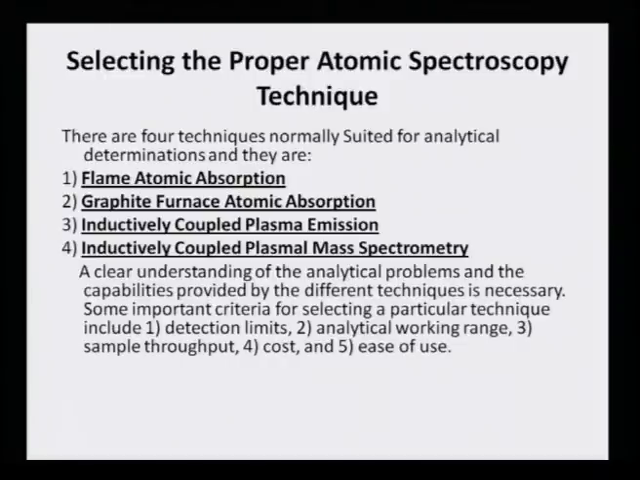Some important criteria for selecting a particular technique would include detection limits, analytical working range, sample throughput, cost, and the ease of use. Now, the question for an analyst is whether to use flame atomic absorption, or graphite furnace atomic absorption, or ICP-OES, or ICP-MS. It is a big debatable issue. Why? Because many criteria have to be kept in mind.